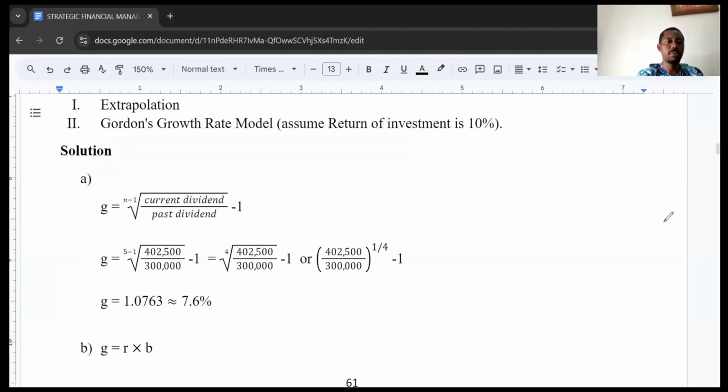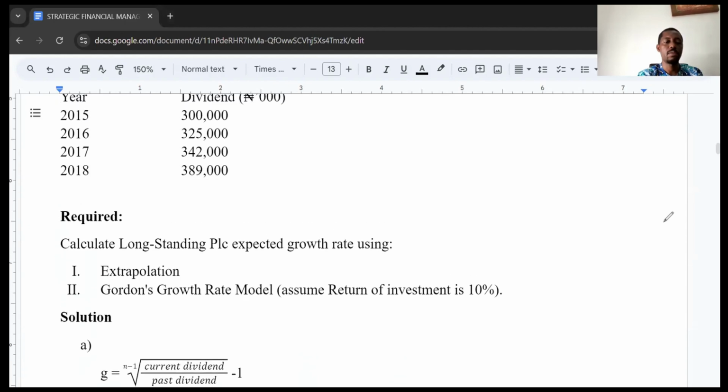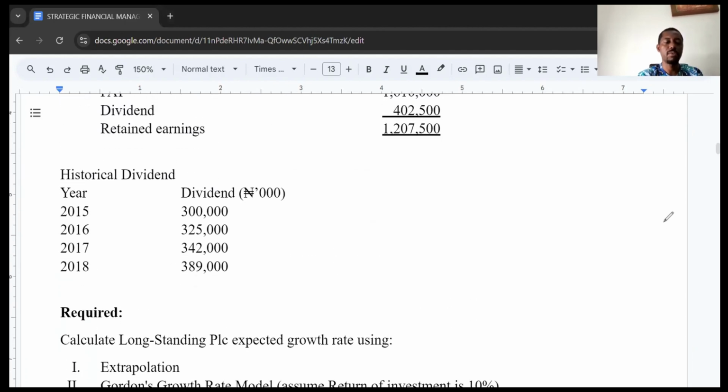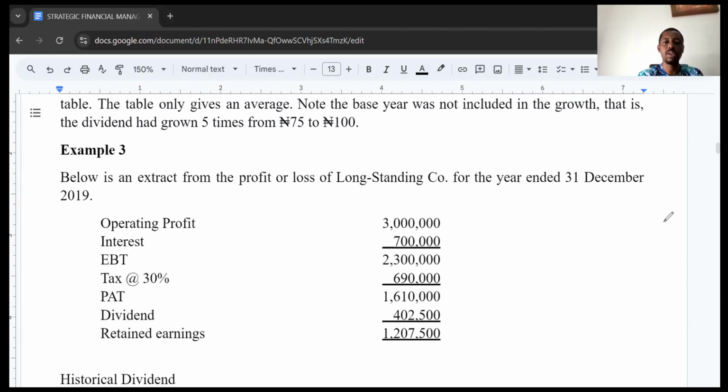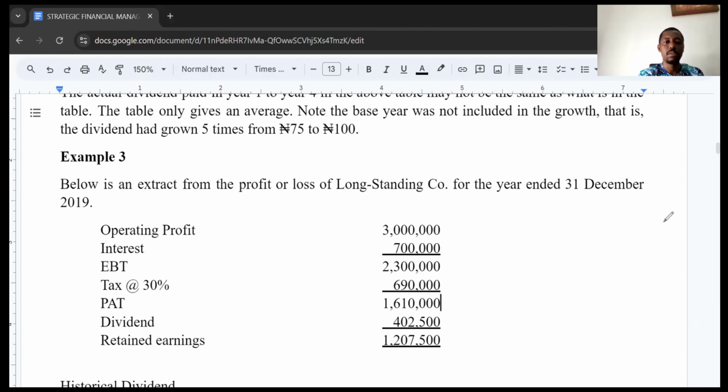So from this question, this is the formula for extrapolation. This is the formula. g equal to the (n minus 1) root of current dividend over past dividend, minus 1. Okay, so now from this question, what will be our current dividend? On the question here. Current dividends. Here, we didn't see 2019, so I need to come to the question. This is the current year. 31 December 2019. So this is the current year.